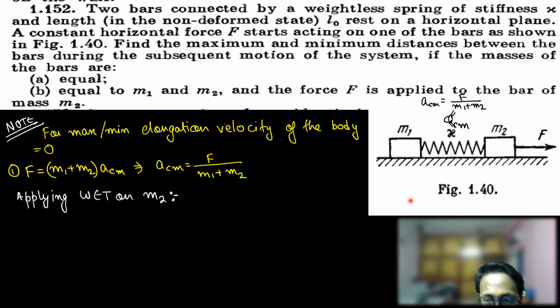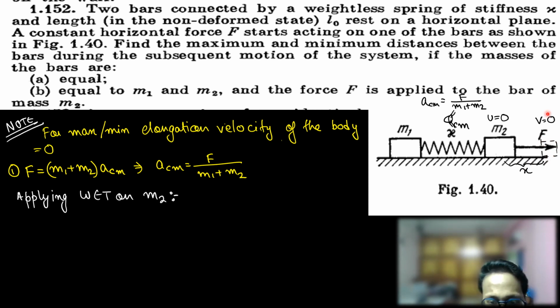Now if you look at block m2, what is happening to it? It will get elongated by distance x. And here the velocity of m2 will be 0 at maximum elongation. The initial velocity is also 0. Remember, these velocities are being observed by an observer sitting on the center of mass. After elongating a distance x, the velocity becomes 0.